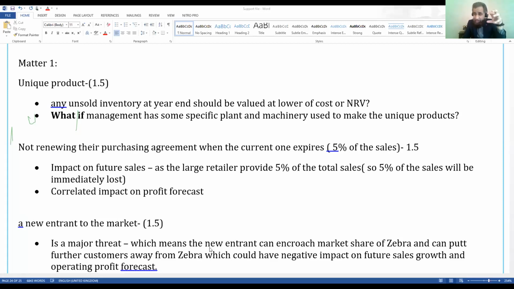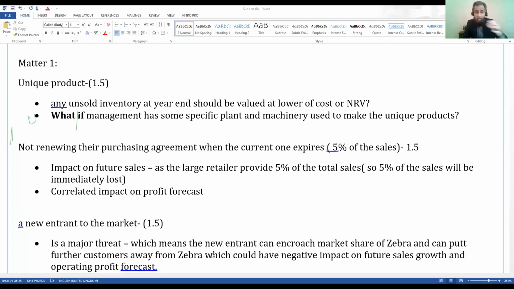So why matter 1 requires further investigation? Is everyone clear? The matter 1 requires further investigation because there is a unique product which affects the valuation of assets and liability. Because the larger retailer is not renewing the purchasing agreement, which affects the future sales and profit. And there is a new entrant which affects the future sales and profit as well.